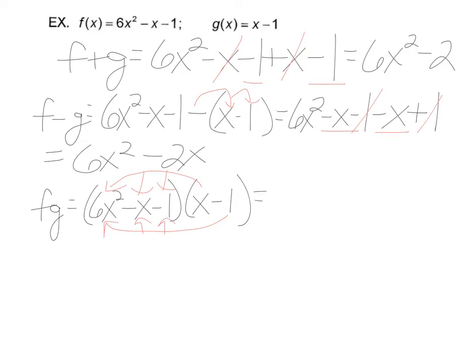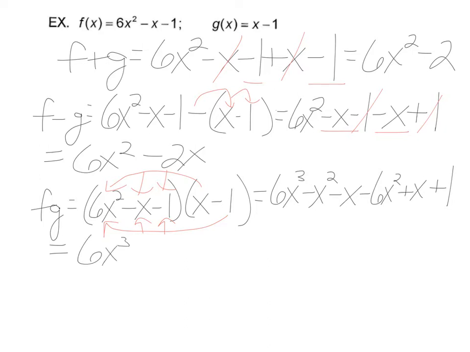So distributing the x will give me 6x cubed minus x squared minus x, and then distributing the negative 1, minus 6x squared plus x plus 1. Now let's combine like terms. I've got a 6x cubed, then my x squared, a minus 1 and a minus 6 make minus 7. The x to the first power will cancel, and then I just have plus 1.